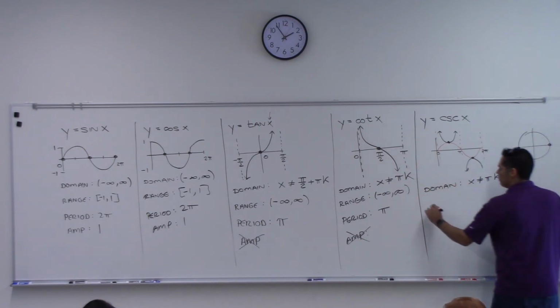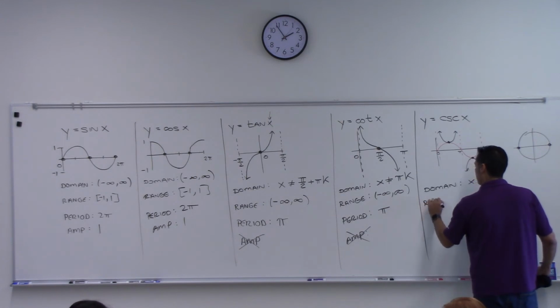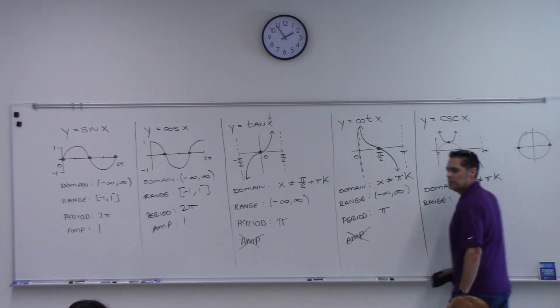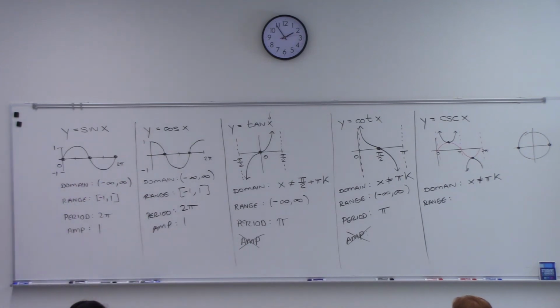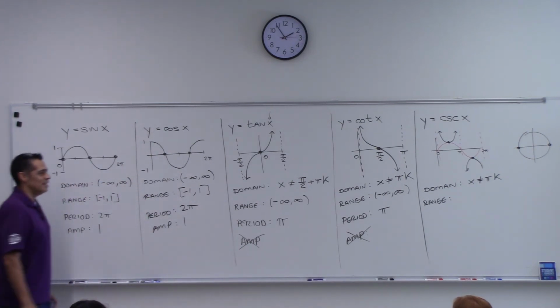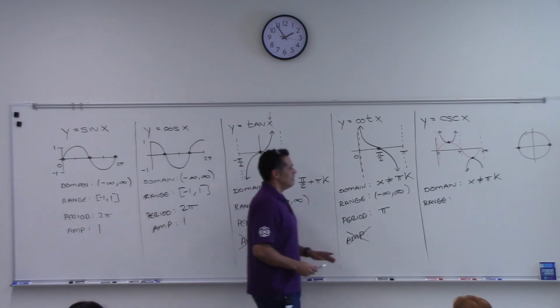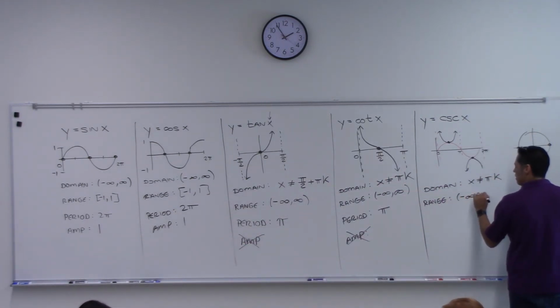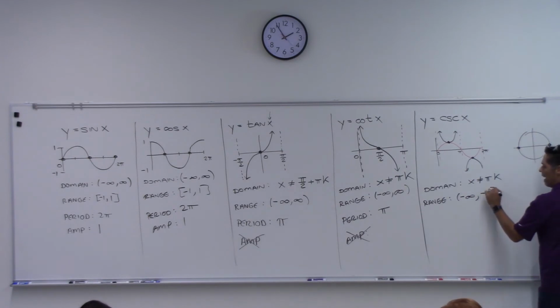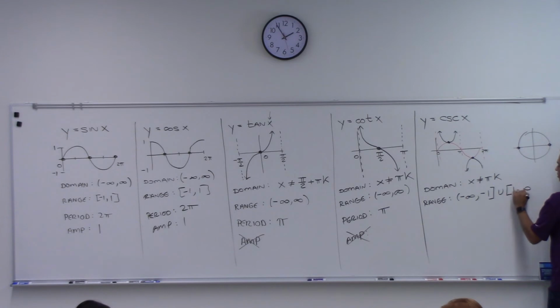What about range? Ooh, this is the one that gets people. The range. It's not -1 to 1. It's not all real numbers either. It's negative infinity to -1, bracket, union, 1 to infinity.